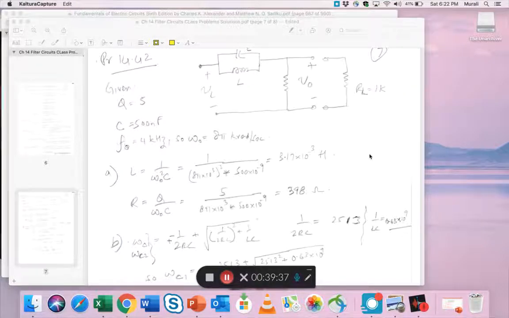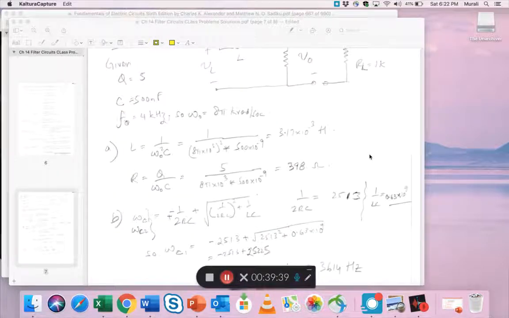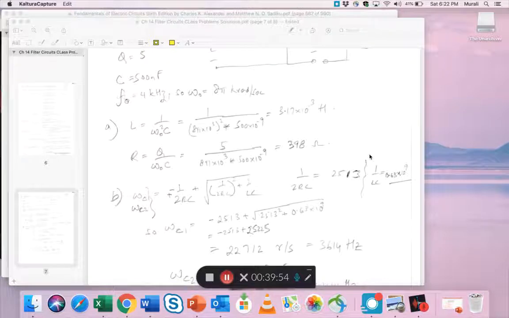Now you can see how L and R are derived. Use the formulas. Remember, when you're doing these calculations, L and R, you have to have the frequency in radians. Otherwise, you'll make a mistake. Okay. So L comes out to be some millihenries, R is close to 400 ohms.